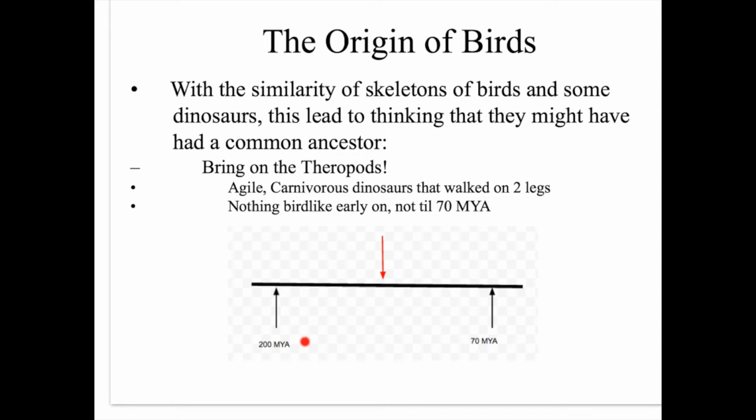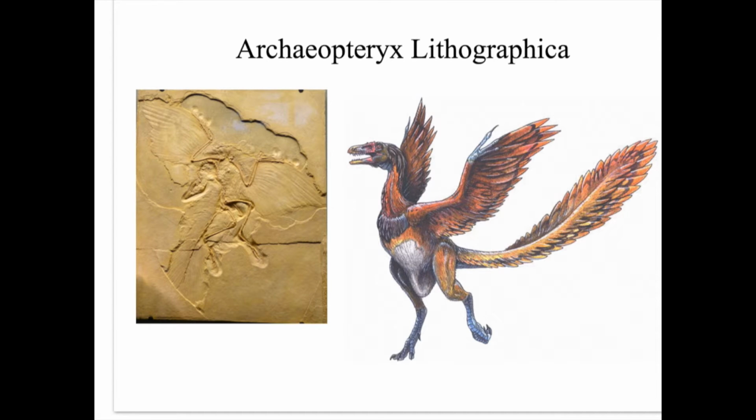And around 200 million years ago, there was nothing bird-like to be found. And around 70 million years ago is when we start seeing some fossils of modern birds. So in between this time is when we would start seeing transitional fossils. Now let's look at this bad boy right here.